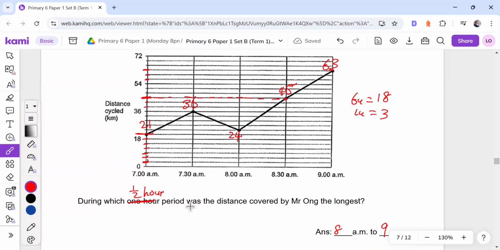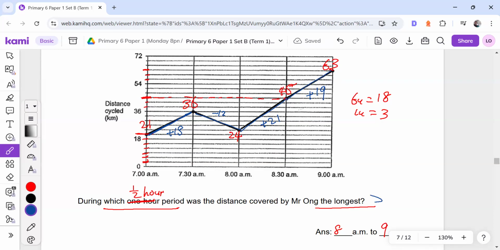So, which half an hour period was the distance covered the longest? Okay, if you look carefully, you look at this one. What's the increase? The increase is 15. Okay. And then over here, it's coming down. There's a decrease, so you minus, there's a decrease of 12. Then this one, you go up. What's the increase? The increase is 21. And then from here, go up. What's the increase? The increase is 19.